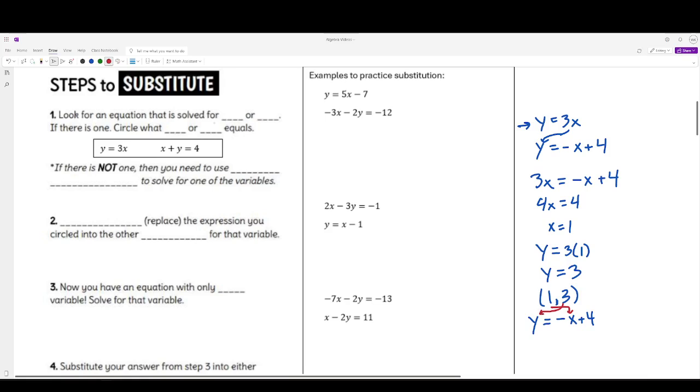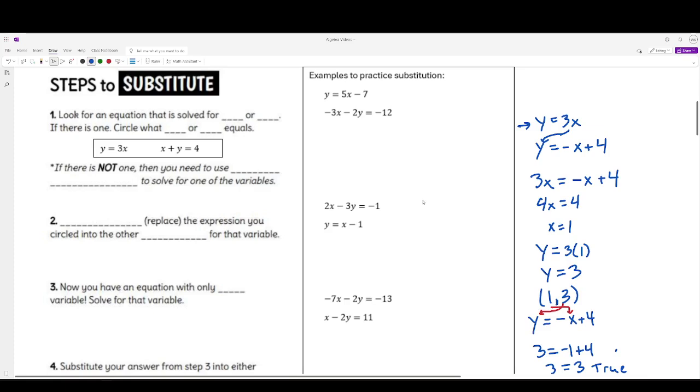So we're going to plug these in here, and that gives us 3 equals negative 1 plus 4. It definitely does. 3 equals 3. That's true, meaning that we've checked our solution and it is correct. So that's kind of the process we're looking at here.